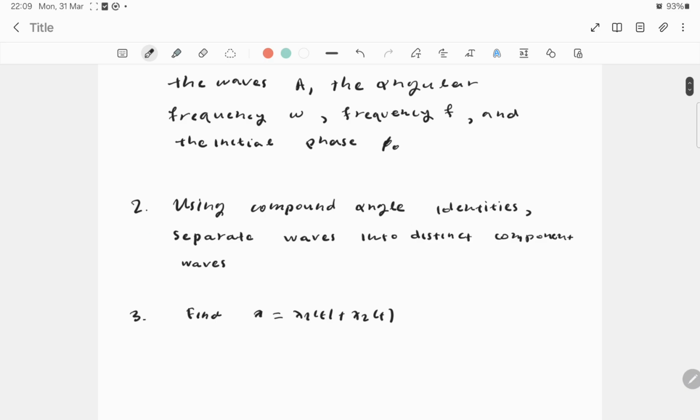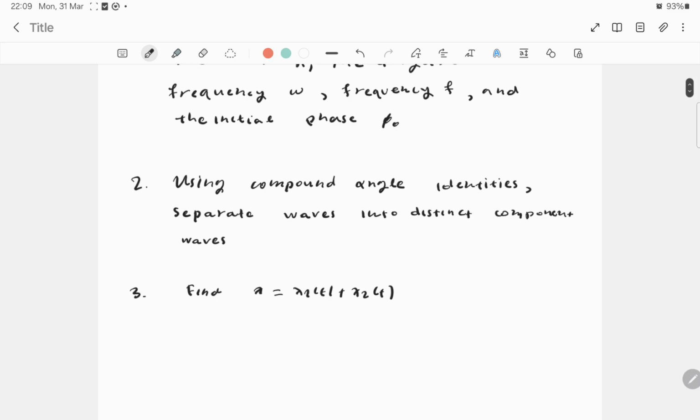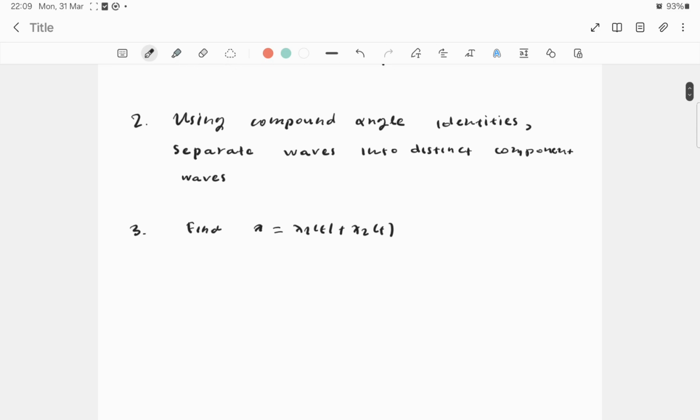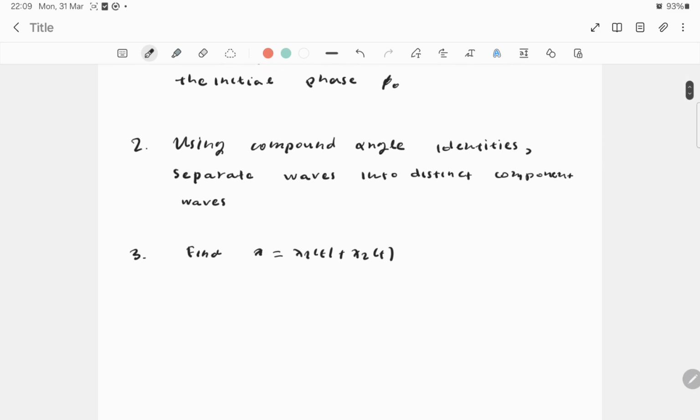The second question is to use compound angle identities and separate waves into distinct component waves. And the third question is to find what is the sum of x1 of t plus x2 of t.